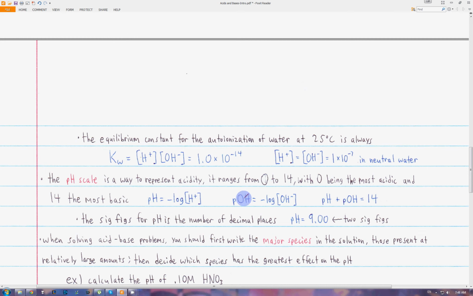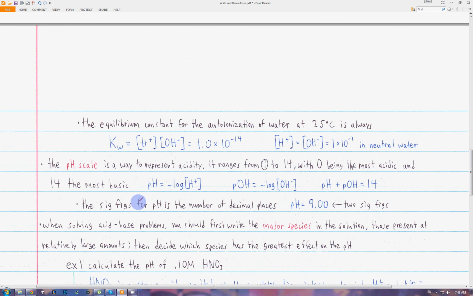And there's also another scale called pOH, which is found by taking the negative log of the concentration of OH. And so if you have one, you can find the other, because pH plus pOH will always add up to 14. And for doing significant figures for pH numbers, you count the number of decimal places. So if we have a pH of 9.00, that counts as 2 sig figs, not 3.